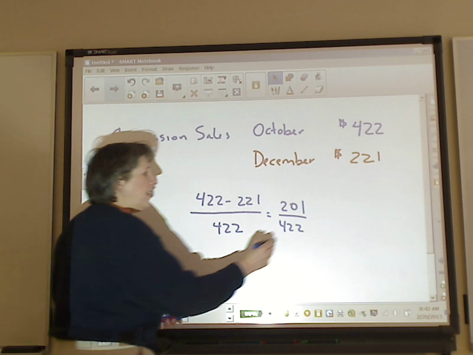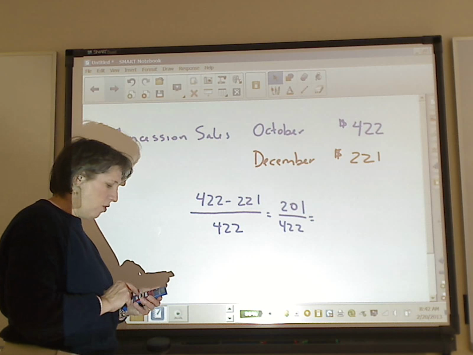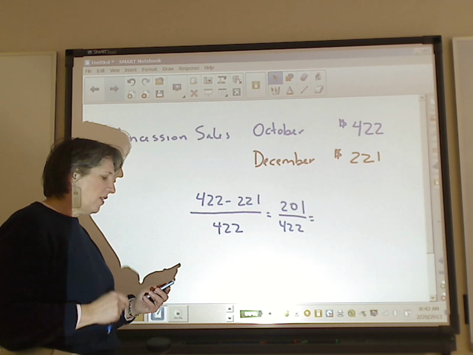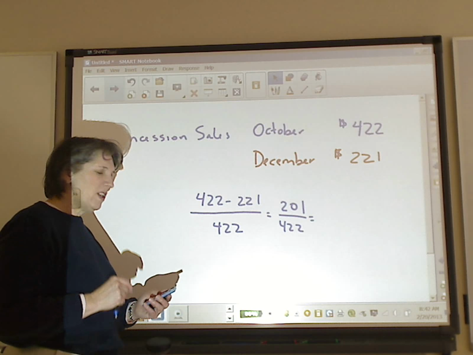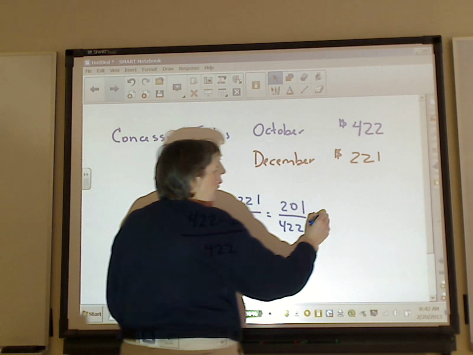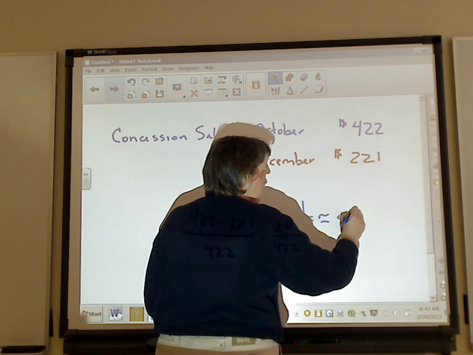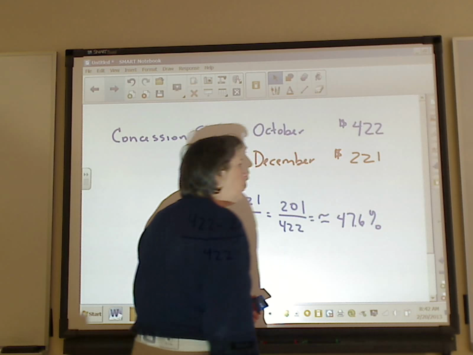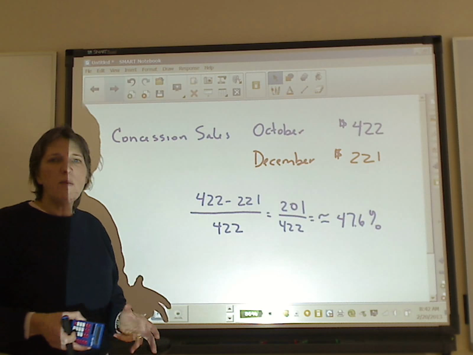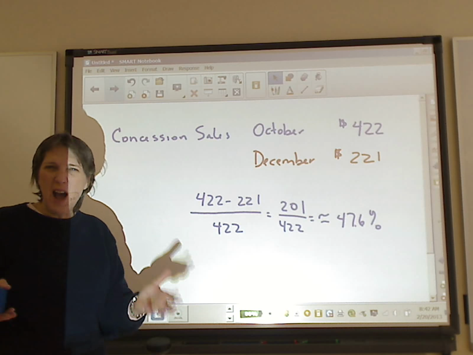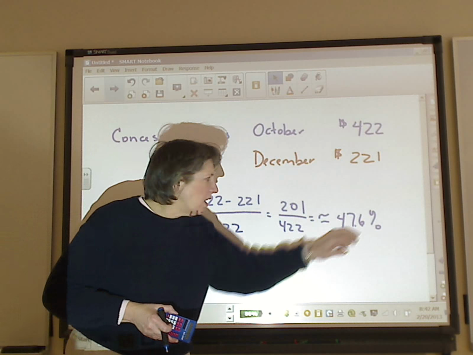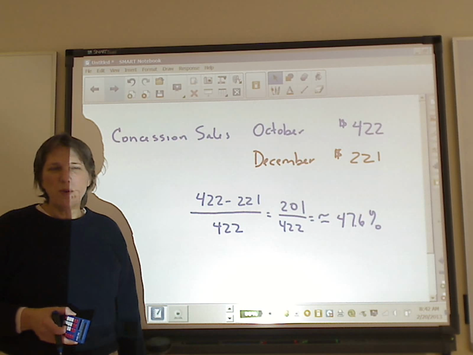Now, I hope you divided 201 by 422, and then you multiply that by 100. Now this one gives you 0.476. In this case, I would probably say it's about 47.6%. I wouldn't round that one up to 48. The only time I would round it is when it was like 0.9 or 0.8 or 0.1, 0.2. If it's in the middle, that's too far away from 48%.